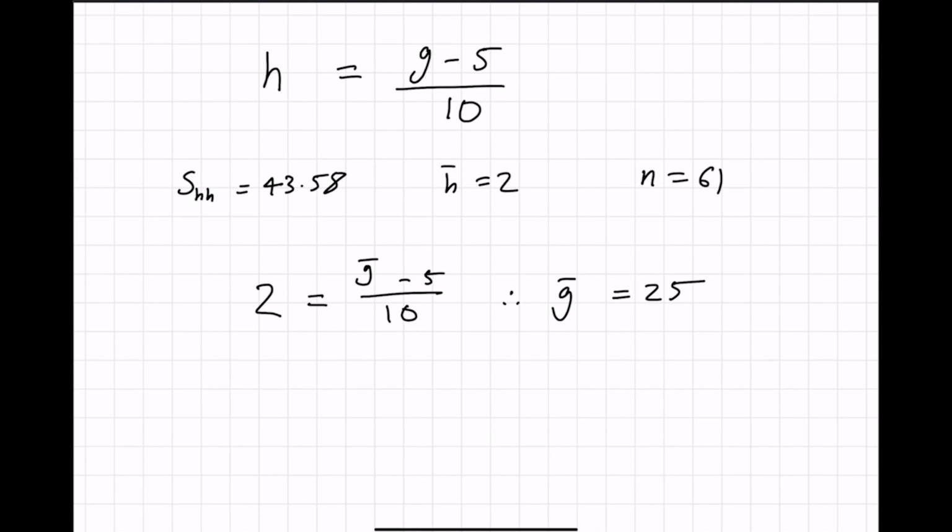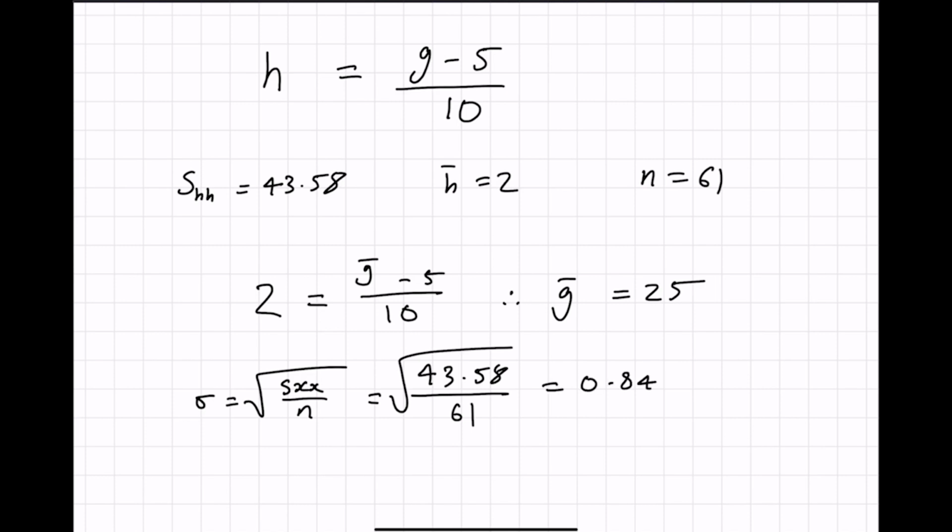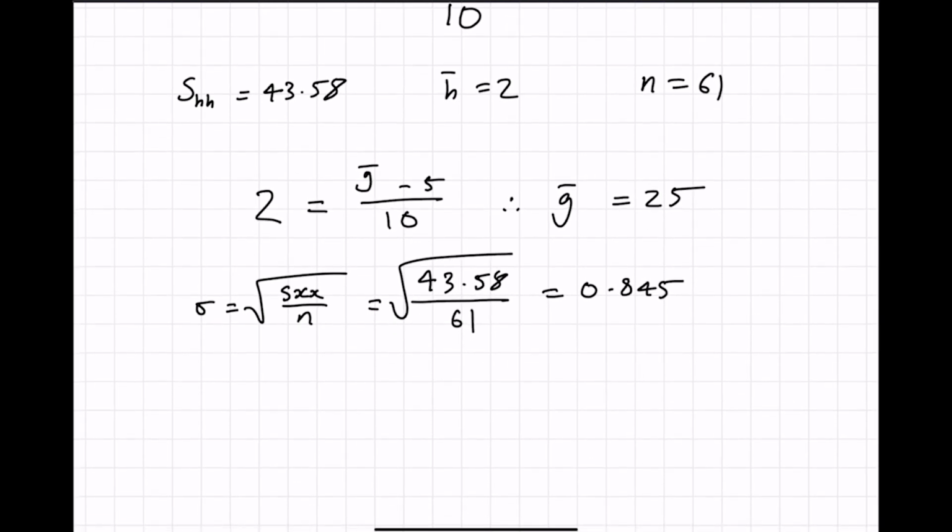And now let's also use this data to figure out the standard deviation. If you remember from before, we said the standard deviation was the square root of the variance, and the variance was SXX over N. So here all you actually have to do, since we have SHH, is put that in: 43.58 divided by N, all square rooted, and that gives you 0.845.